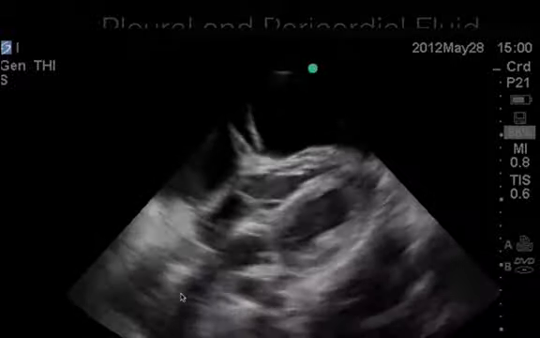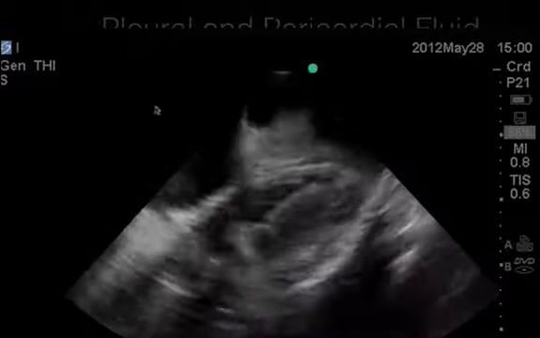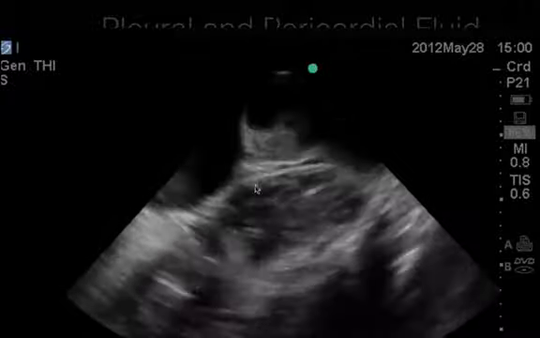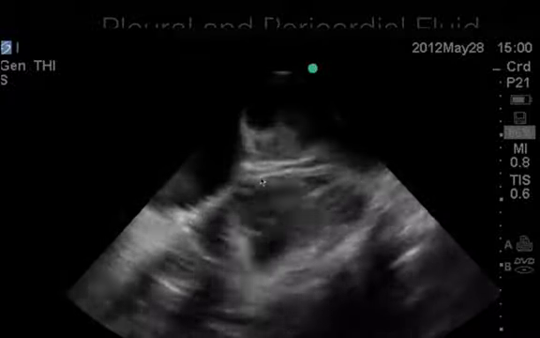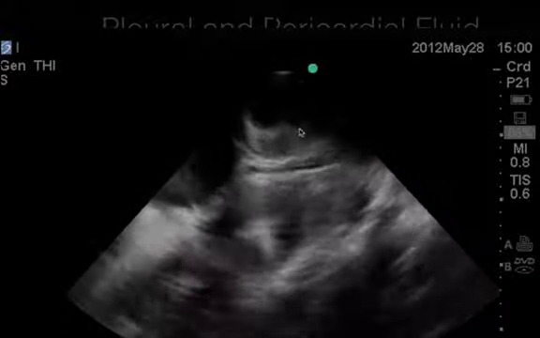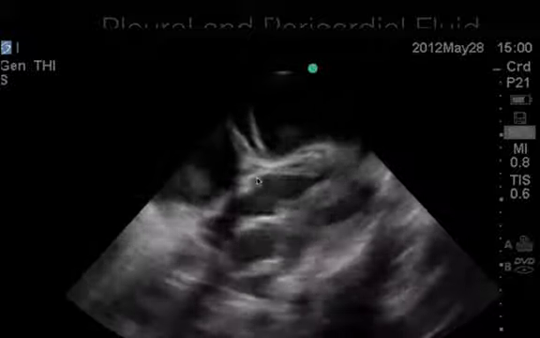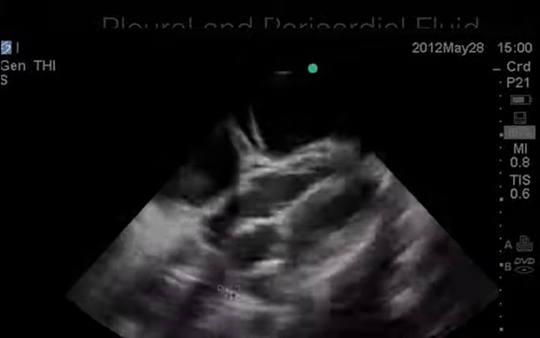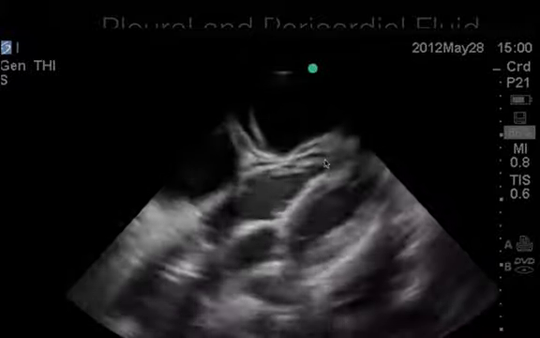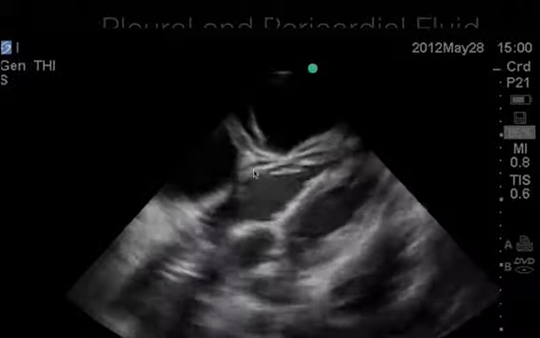This is another example of pleural and pericardial fluid. Here, we're trying to get a subxiphoid view of the heart, and what we notice is we see fluid here, we see fluid here, and we see fluid here. So this is the heart, and this is the pericardium. This is a subxiphoid view of the heart.